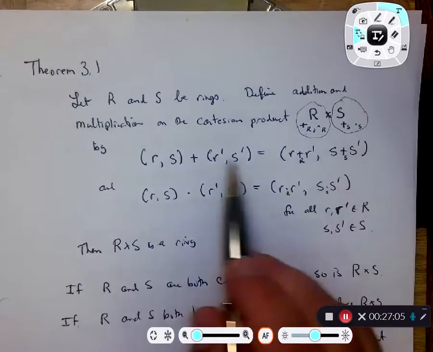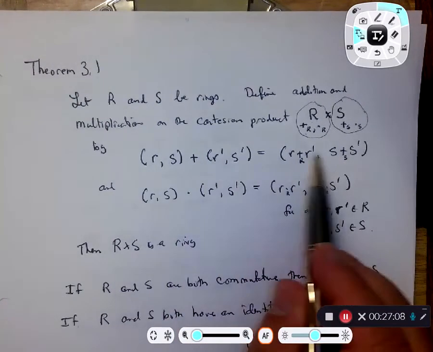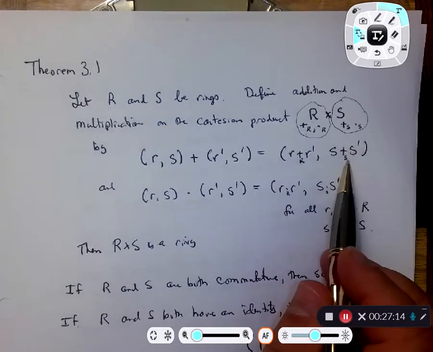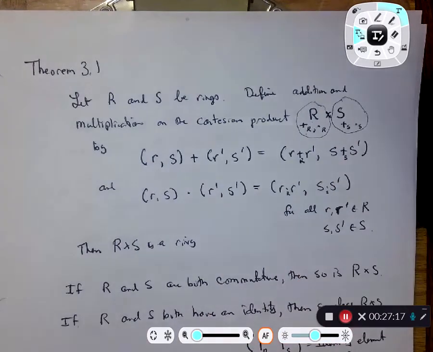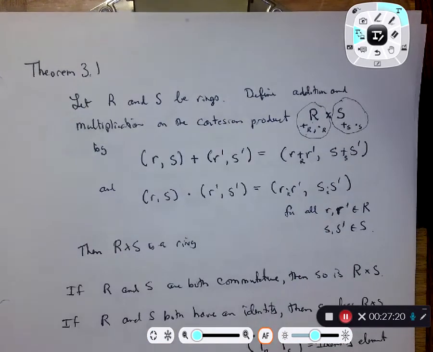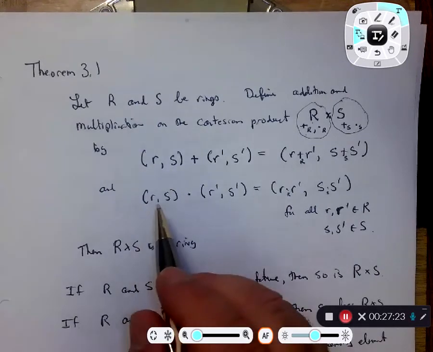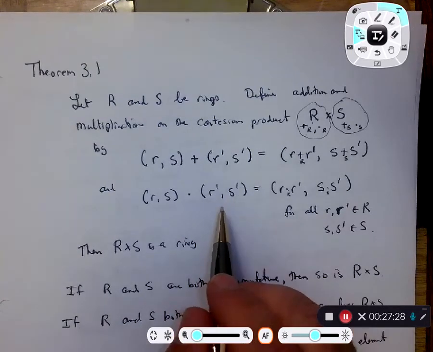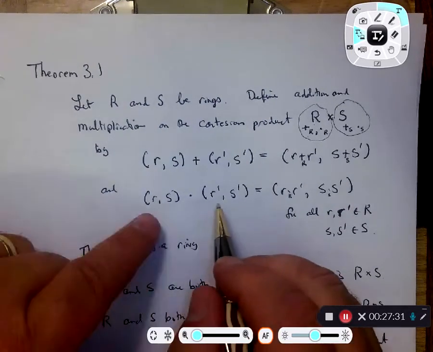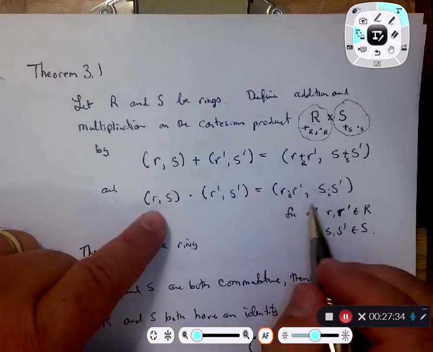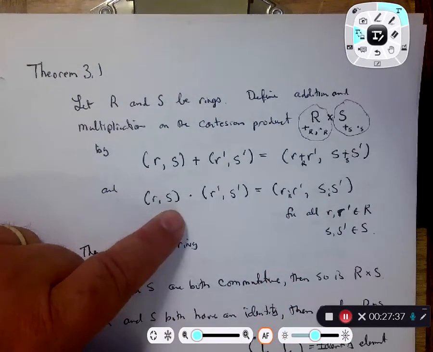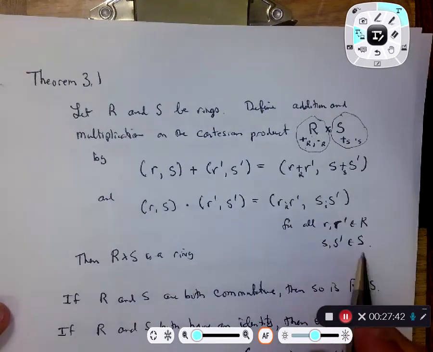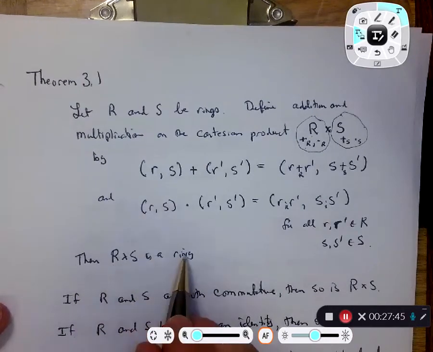So you define this addition between the Cartesians when you get the coordinates. The first component, you define it adding it the R way, and the second component, you add it the S way. Similarly, the way we're going to define multiplication is this: r and s multiply by r prime and s prime. Now, you're going to put these guys together to be r times r prime and s times s prime. Okay, so for all r and r prime, and s and s prime, then R cross S is a ring.